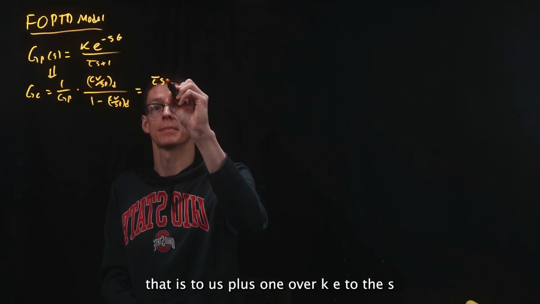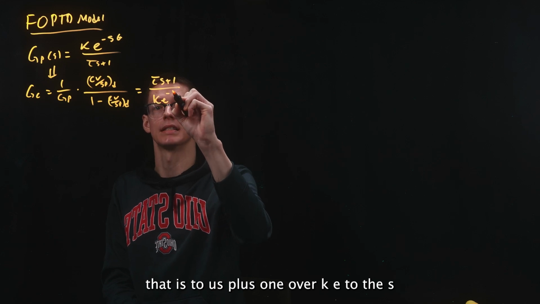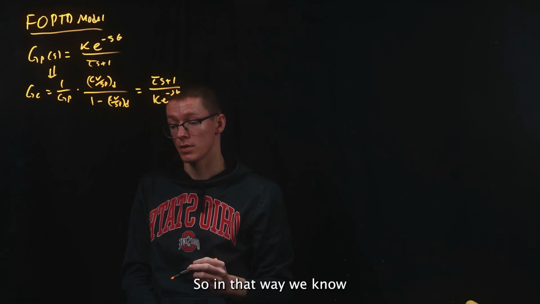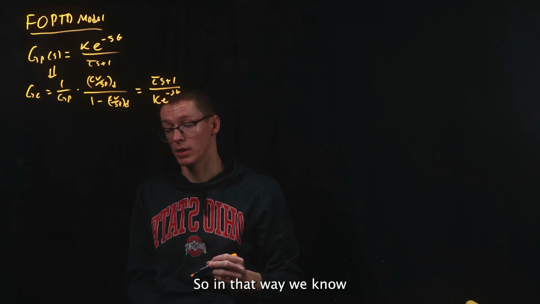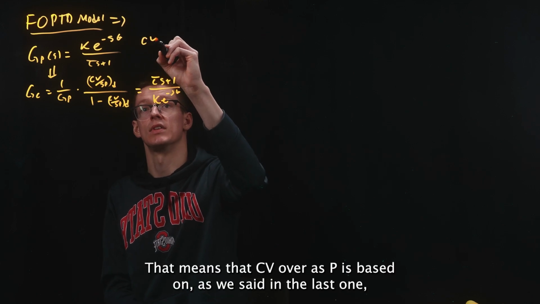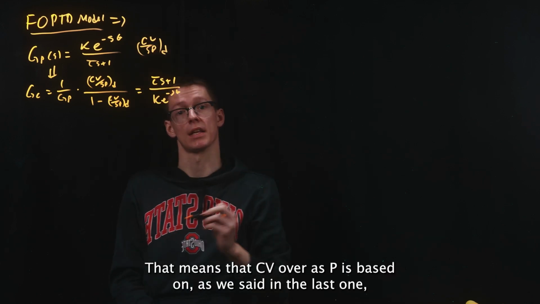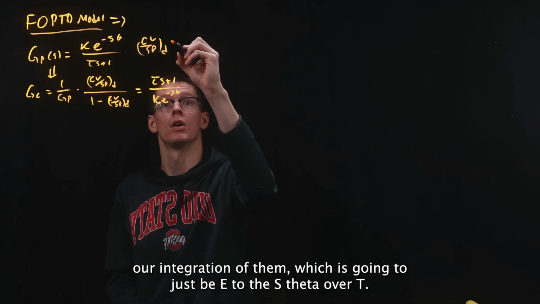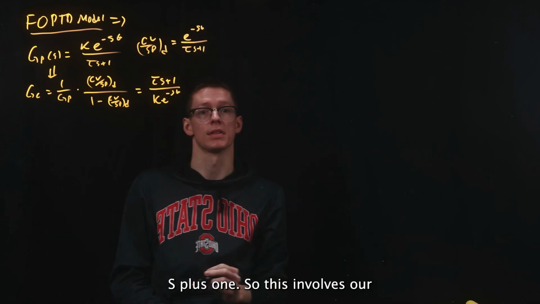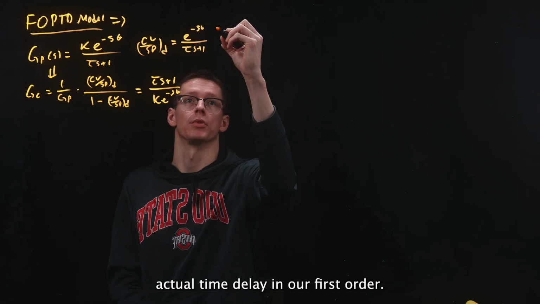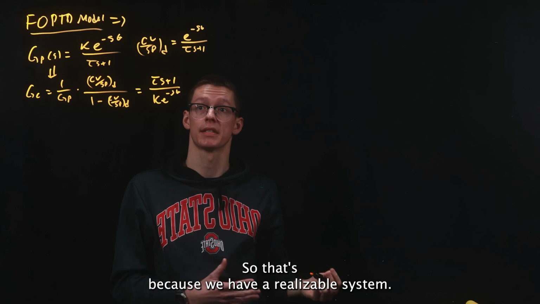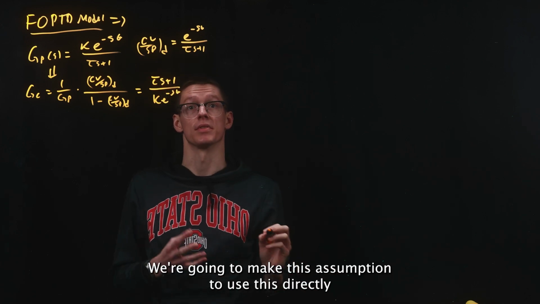That is (Ts plus 1) over K e to the S theta times CV over SP. So in that way, we know that we're already going to use the first order model. That means that CV over SP is based on, as we said in the last one, our integration of them, which is going to just be e to the minus s theta over Ts plus 1. So this involves our actual time delay and our first order. So that's because we have a realizable system. We're going to make this assumption to use this directly.